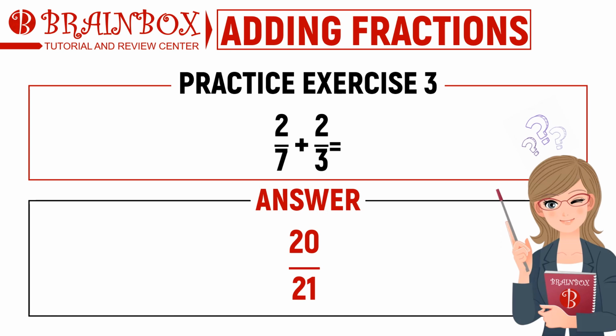Just like in number 2, we have to get first the LCD of the fractions. Since we have 3 and 7, the LCD is 21. Performing the procedures we have just discussed, the answer is 20/21.